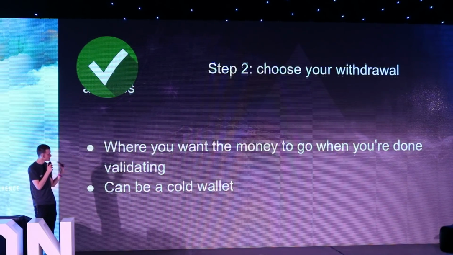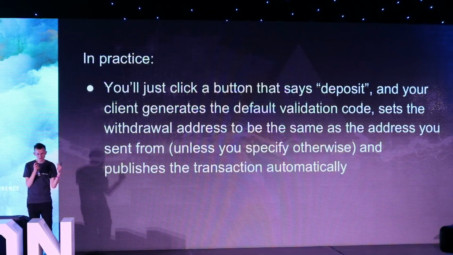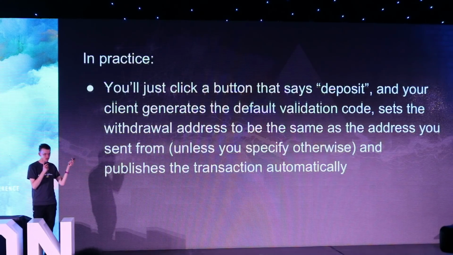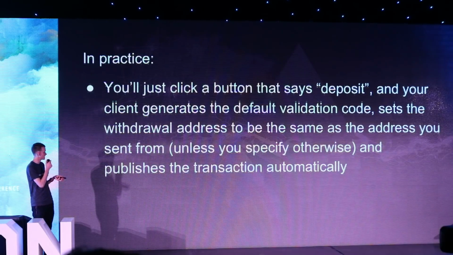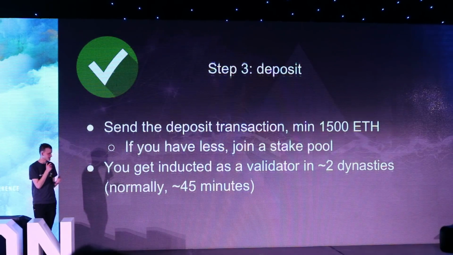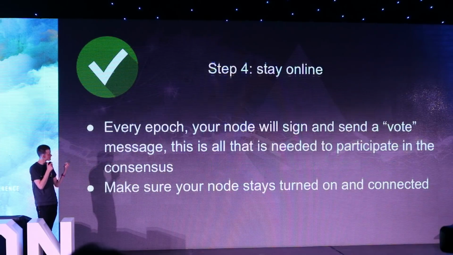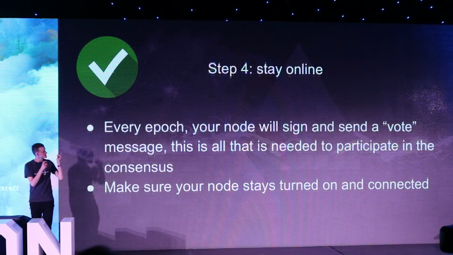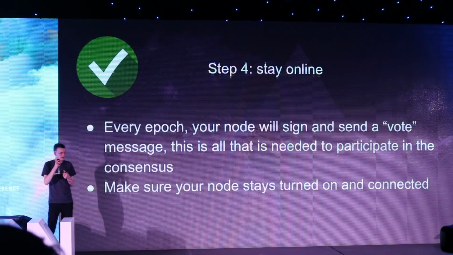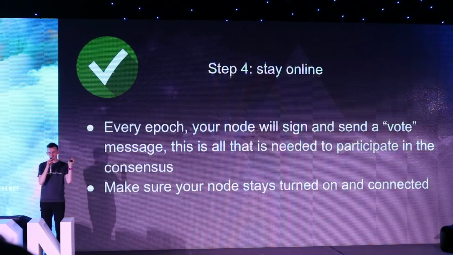So basically when you deposit, you have to specify your validation code and your withdrawal address. Your client will generally do all of this magic for you and send a deposit transaction. The deposit transaction gets included in the Ethereum blockchain, and there you go, right? Step 3, deposit. You get inducted as a validator in 2 dynasties, which is about 45 minutes. Once you have sent your deposit transaction and waited approximately 45 minutes, you are now staking. Yay!